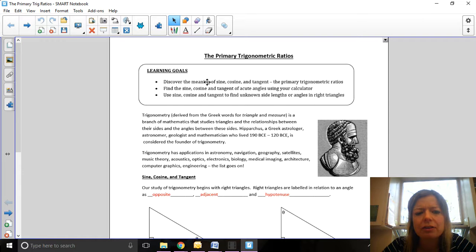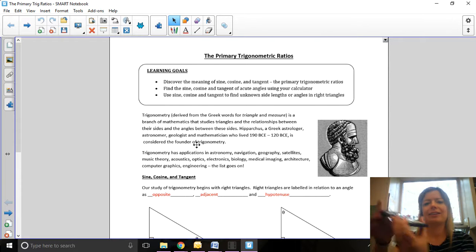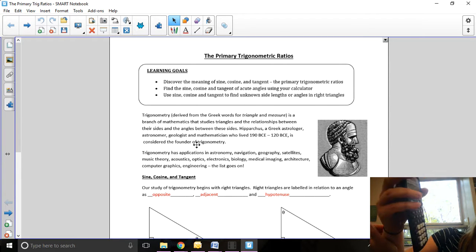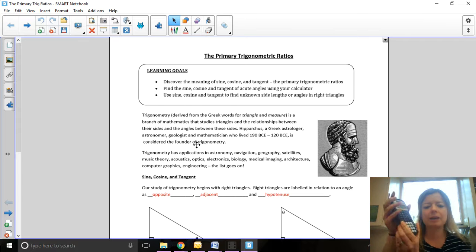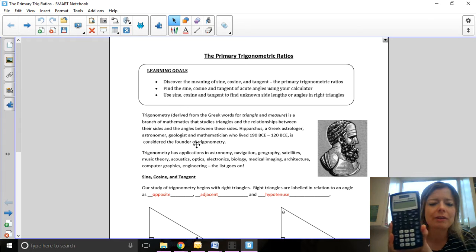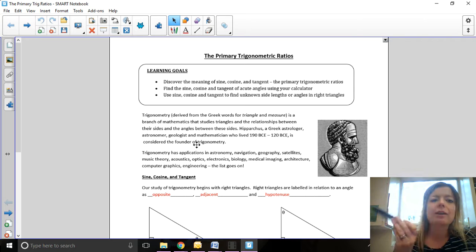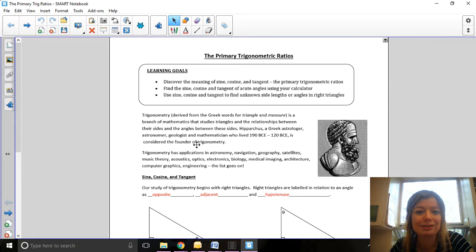So today our learning goals are to discover the meaning of sine, cos, and tan. So there's these buttons on your calculator. Hopefully you can see them. You might have been wondering this whole time, what are they there for? Well, they are there to help you with trigonometry, which has to do with right triangles. So that's what we're going to get to. Then we're going to use them to solve for angles, so unknown angles in a triangle. And then we're going to use them to solve for unknown side lengths of a triangle.